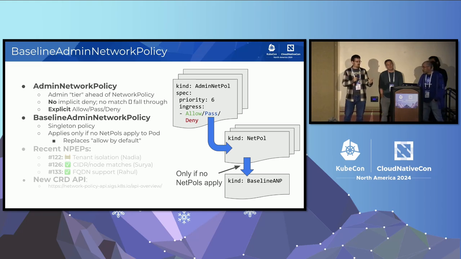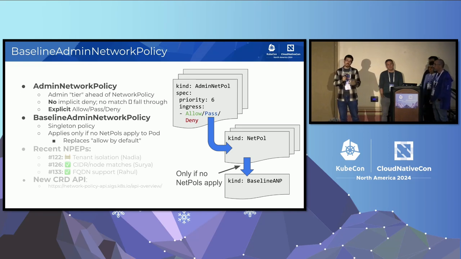So it's a singleton that controls that. And its only role is to replace that deny, that allow all action. So the baseline admin network policy only gets hit if you don't have any network policy applied to a pod. So it's to solve that narrow use case.